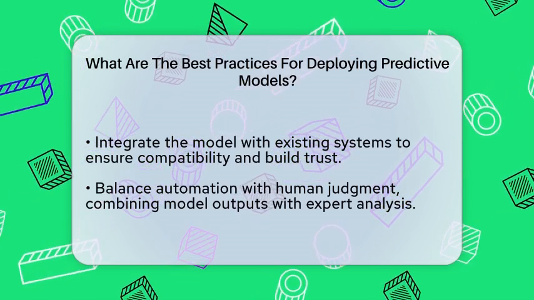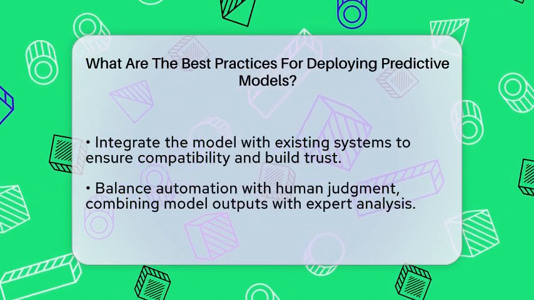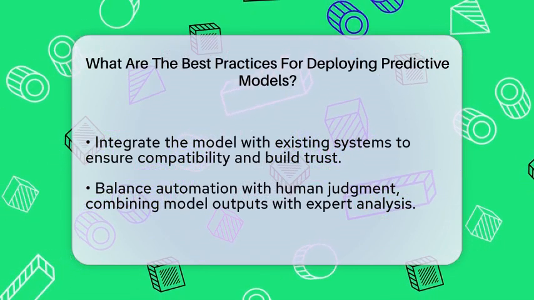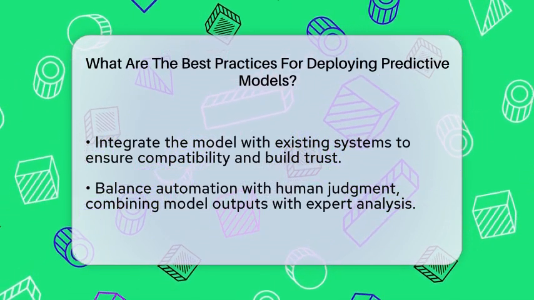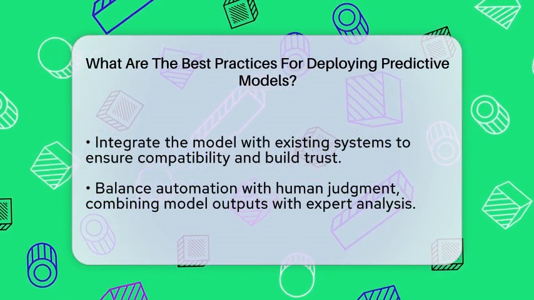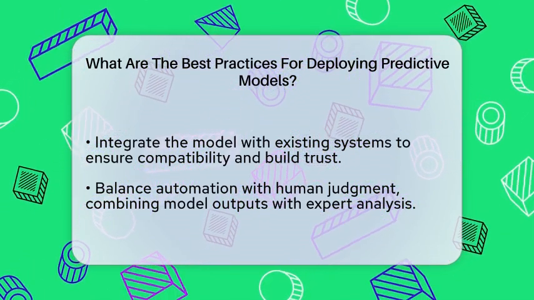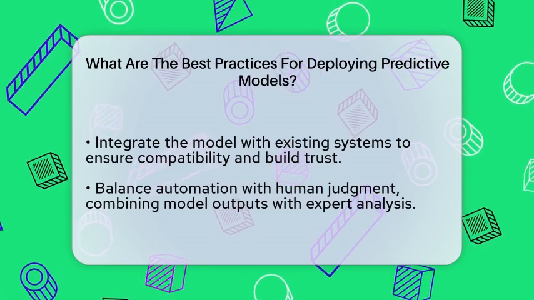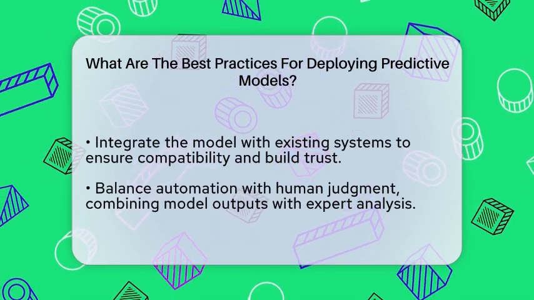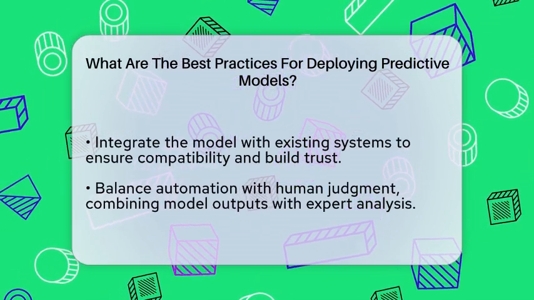It is also important to balance automation with human judgment. Predictive models are powerful, but they cannot capture every aspect of human performance or team dynamics. The best results come from combining model outputs with expert analysis from coaches, sports scientists, and analysts.